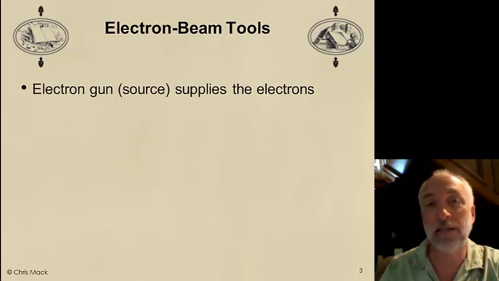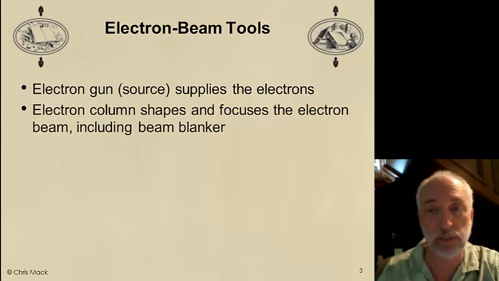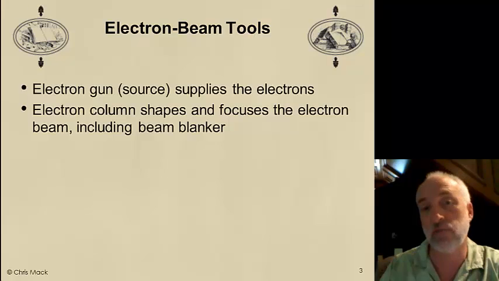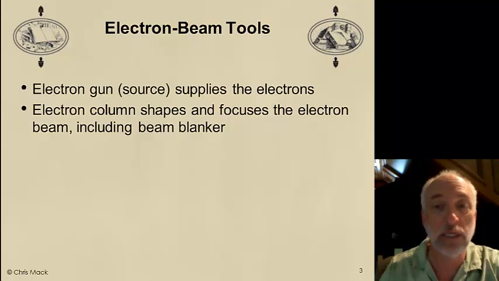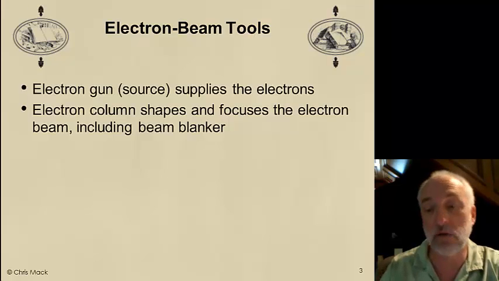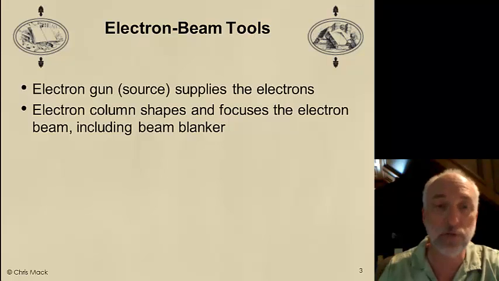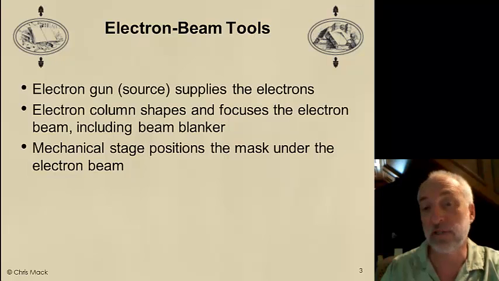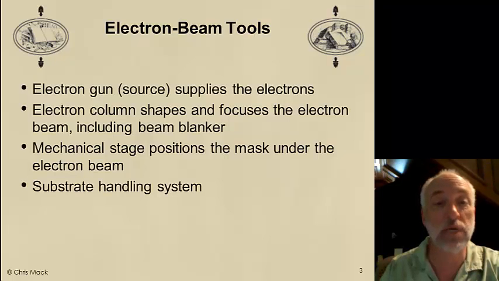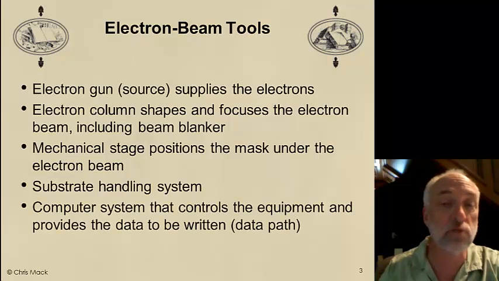The different kinds of e-beam tools all have the same basic components. They have an electron gun, or a source that supplies the electrons. They have some optical system that moves the electrons around. We call this an electron column. It shapes the electron beam, it focuses it. It includes a beam blanker for turning the beam on and off, and it sends those electrons to the resist-coated substrate, the photomask that we're going to write. There's a mechanical stage that positions the mask under the electron beam and a handling system to move those masks in and out, and finally a computer control system.